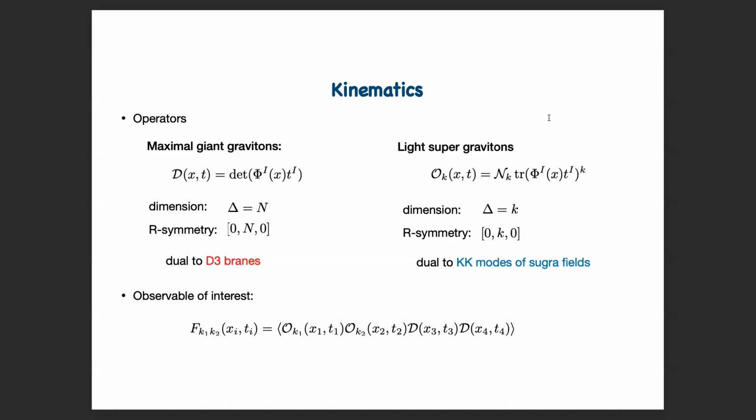Okay, so these are the operators we are considering. And the observable we want to study in today's talk is the 4-point function of 2 of these light supergravitons and 2 giant graviton operators. I'm inserting the giant gravitons at locations 3 and 4, and the light ones are inserted at 1 and 2.